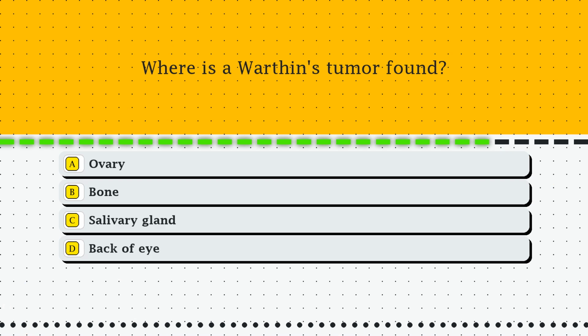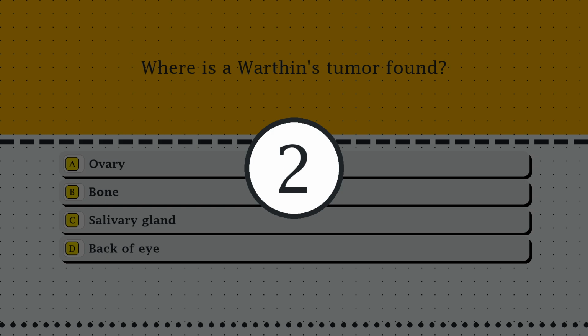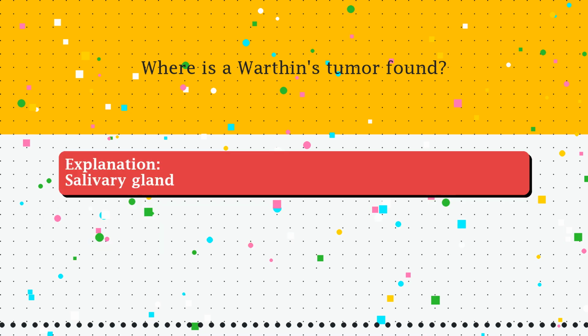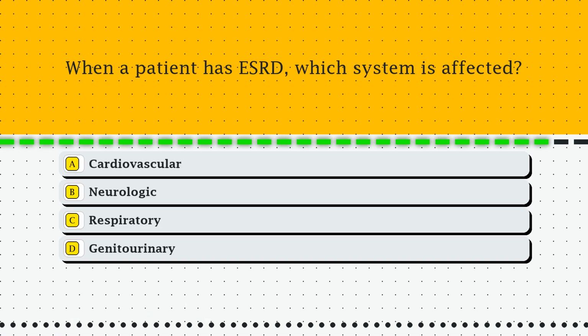Question 5. Where is a Warthin's tumor found? Option A, ovary. Option B, bone. Option C, salivary gland. Option D, back of eye. The correct answer is option C, salivary gland.